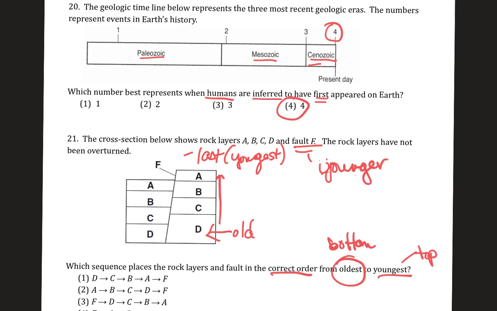So the only one that seems to fit, because it definitely can't be number 3 or 4, because F is first, that can't be. And D, we know has to be the oldest, so I'm guessing it's got to be number 1. Yeah, because I know A was definitely not deposited first, right? So that can't be it. So number 1 is the answer.